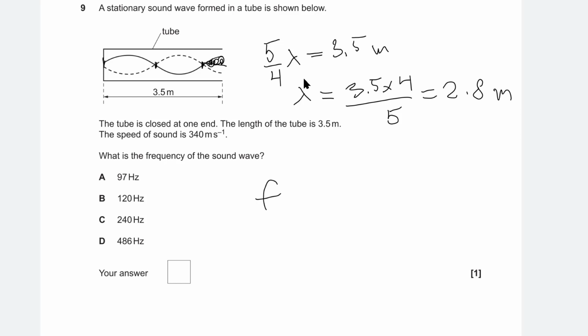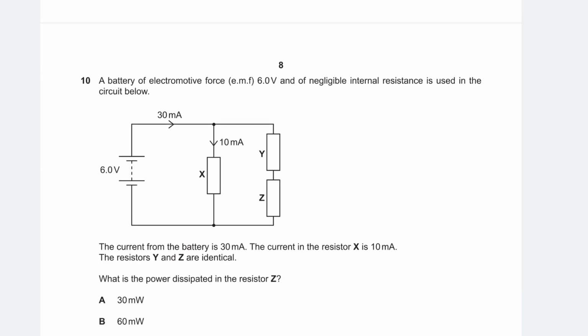Frequency of the wave will be given by the speed of sound, which is 340, divided by the wavelength, 2.8. 340 divided by 2.8, that's going to give me 121 hertz. Correct answer is B. Okay, question 10, we're getting there, guys.